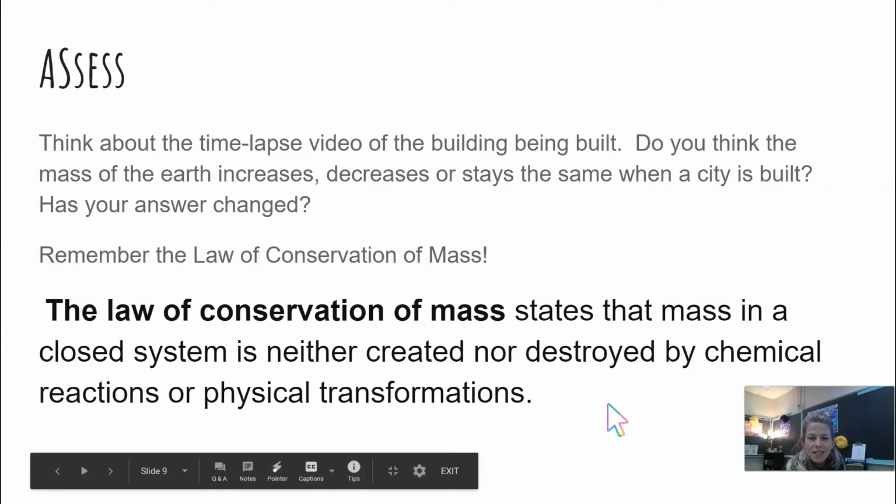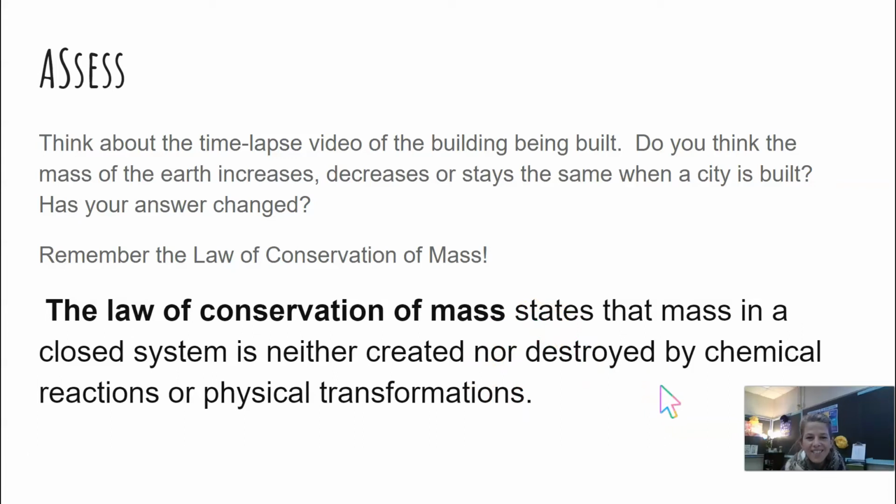All right, you guys, my time is about up. I hope you generated some good discussion, and make sure to get this law of conservation of mass written down in your science notebooks. All right, have a great day.